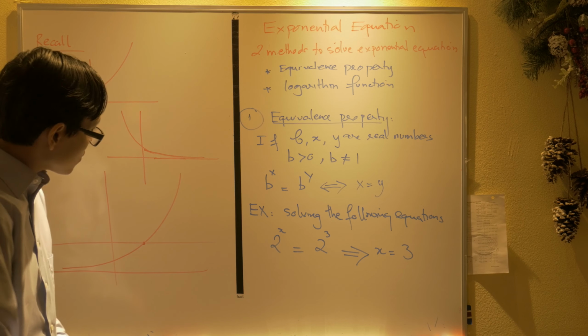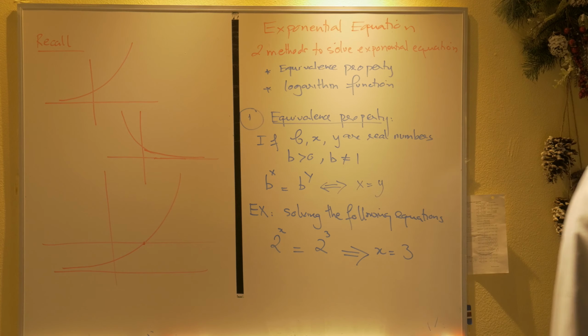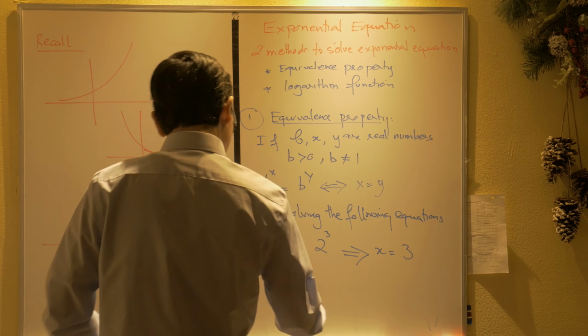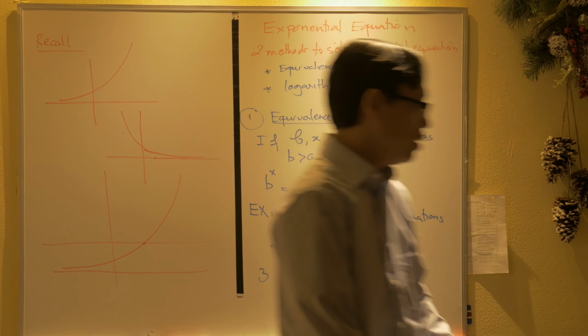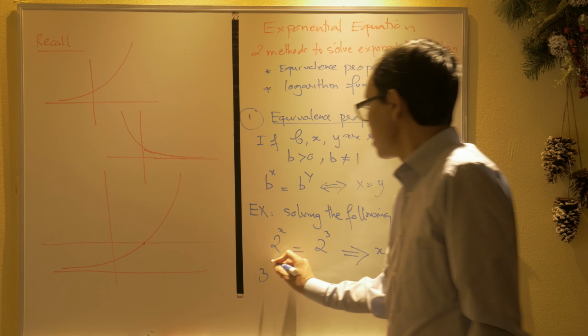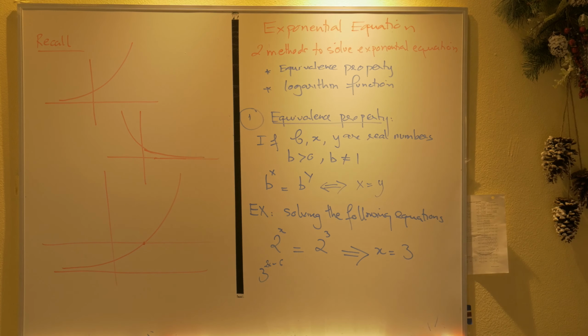I can give you something harder. For example, like this. I have 3 to the 2x minus 6 equal 81.